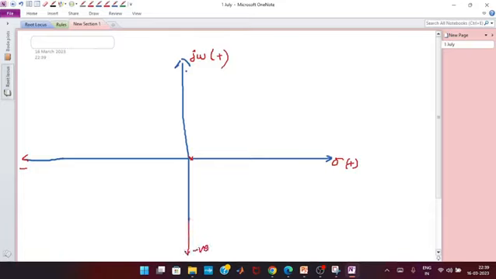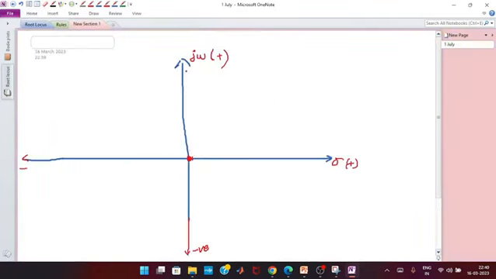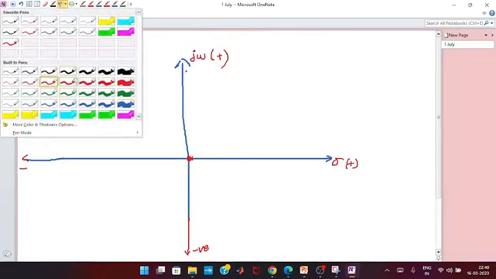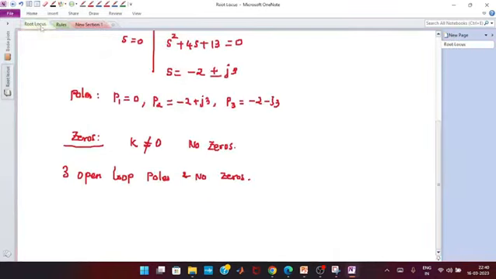At this juncture, this is 0. Now tell me what the poles are. Pole 1 is 0, so 0 is here. This is the first pole. A pole is marked with a cross symbol. Pole 1 is 0. So what is the second pole?